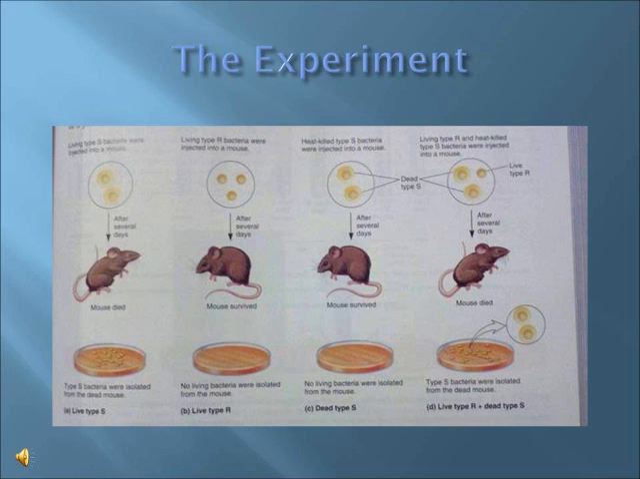Trial D was the heat-killed S strain and a live R strain. After injecting the mouse with both of these, the mouse died within a couple of days. Extracts from the tissue of the mouse showed live S bacteria.